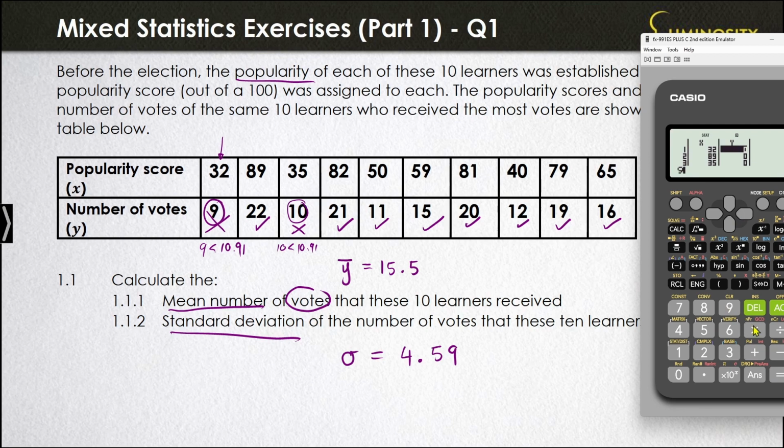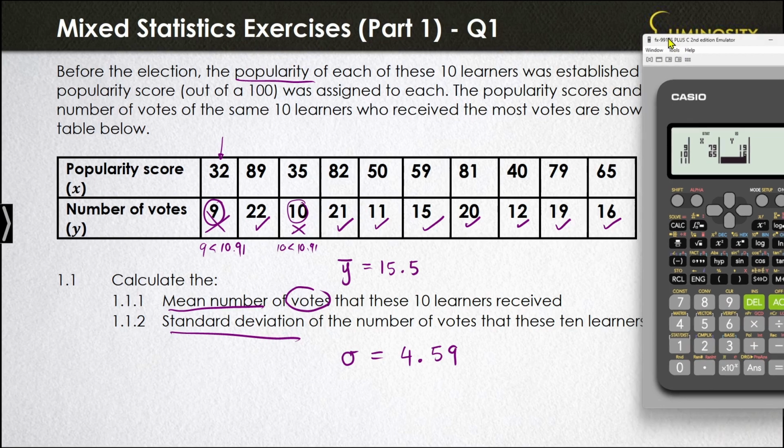Then, associating that correctly, 9, 22. Just be very careful when you're typing this in, making sure you don't skip over any numbers. It happens so often because we try to rush through these opening questions in paper 2 for statistics in mathematics, and that's often where we lose careless marks. Okay, so 11, 15, 20, 12, 19, and 16.